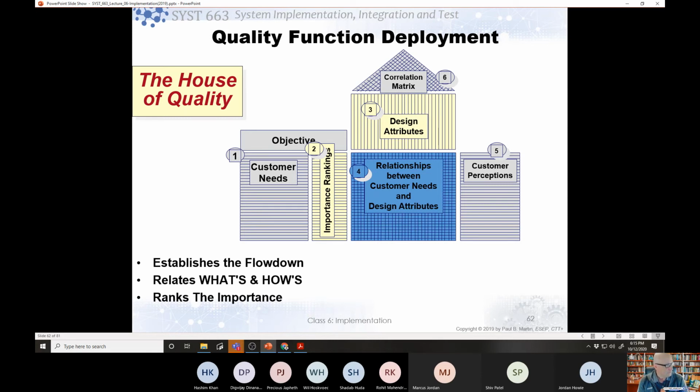Okay, I see, Rohit, we're going to talk about that after I finish here.